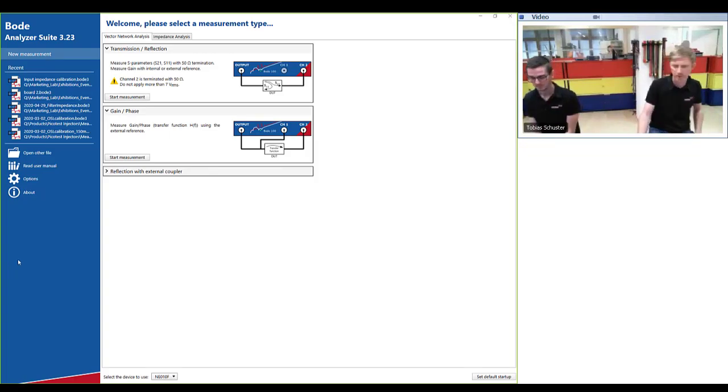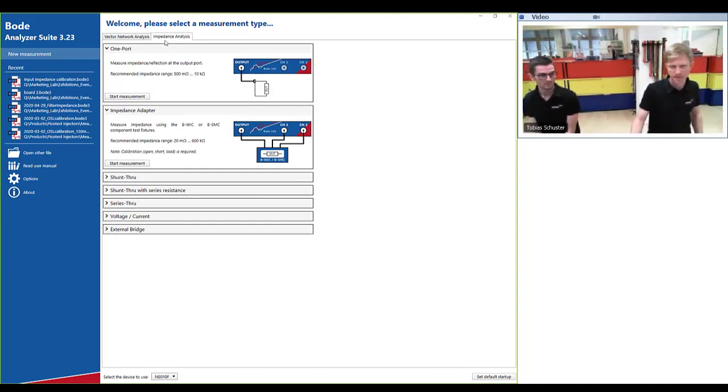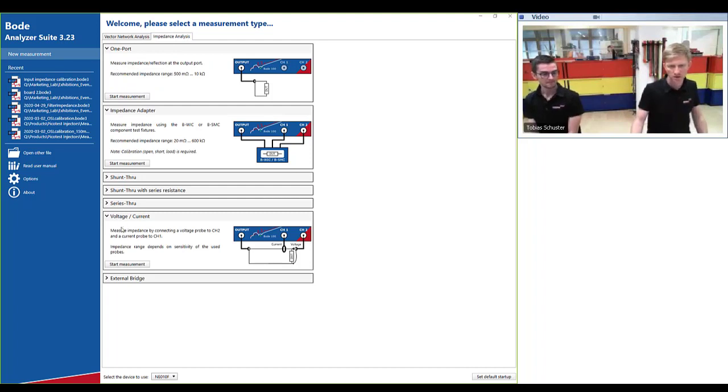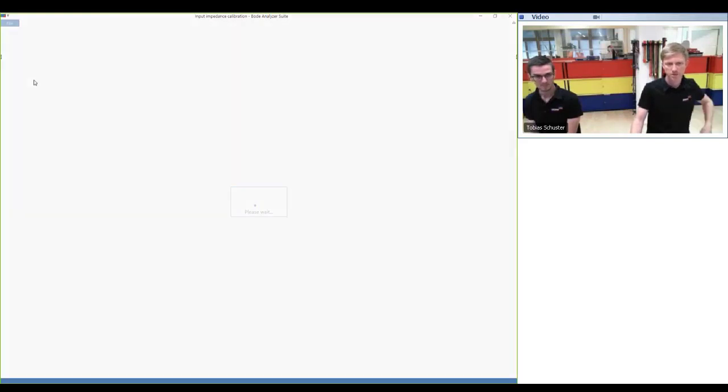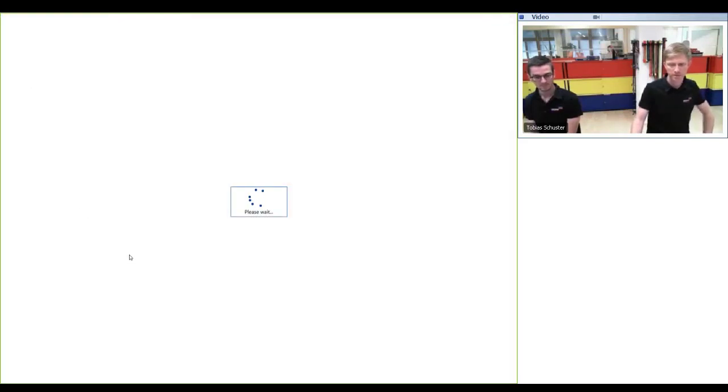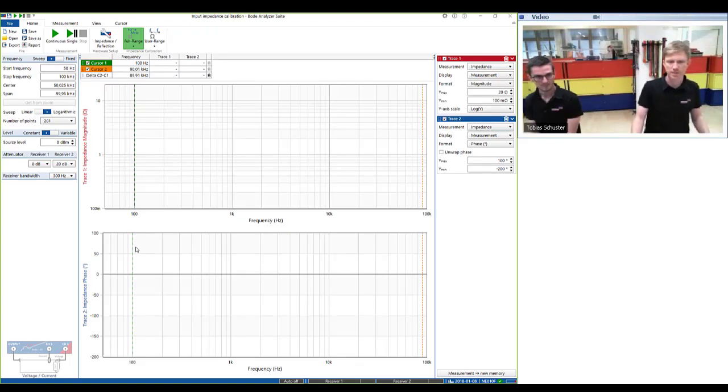So we open up the Bode Analyzer Suite, go to the Impedance Analysis tab, and select the voltage over current measurement method. In this case I'm going to load a file because we have already done a calibration yesterday when preparing this session. So you can see the full range calibration is already done. It was a through calibration with a 1 ohm resistor.